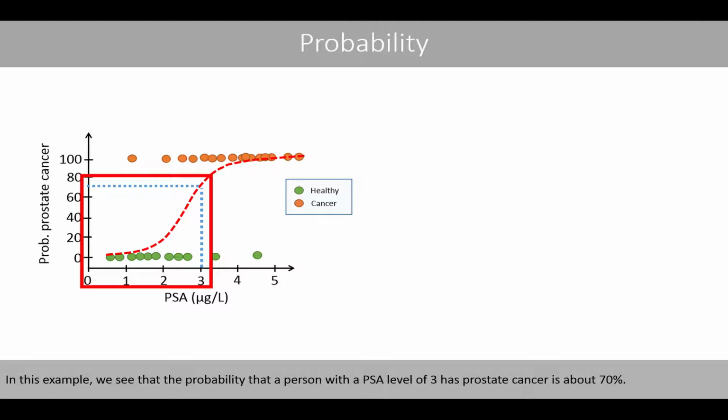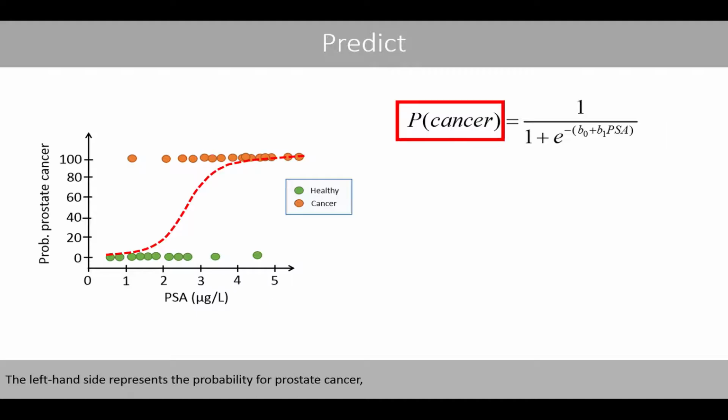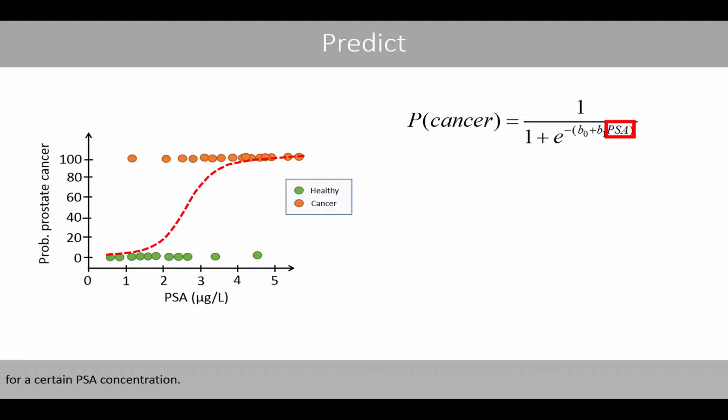In this example, we see that the probability that a person with a PSA level of 3 has prostate cancer is about 70%. The logistic function that is used to draw this curve looks like this. The left-hand side represents the probability for prostate cancer for a certain PSA concentration. E is Euler's number, which is approximately equal to 2.718. B0 and B1 are the parameters that we'd like to estimate, similar to what we do in linear regression.